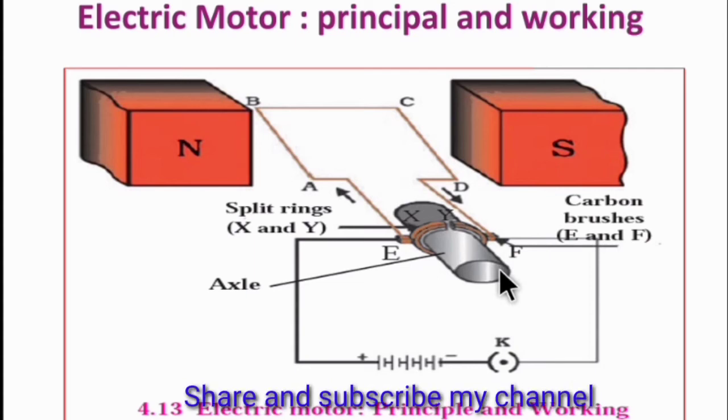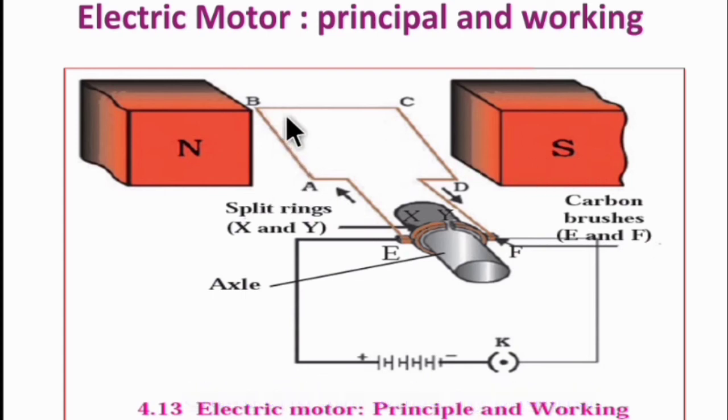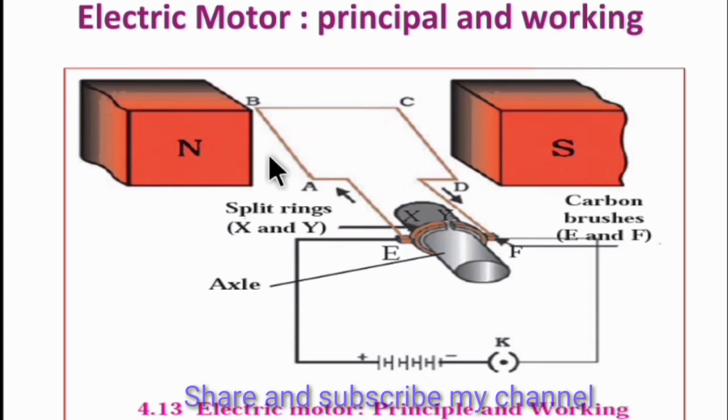Since the direction of the magnetic field is from the north pole to the south pole, according to Fleming's left-hand rule, a force is exerted on the branch AB. Here is the AB branch, and it pushes it down. The current in the CD branch is in the opposite direction to that in the AB branch, and therefore the force is exerted on the branch CD in the upward direction. Here is the branch CD. Thus the loop and axle start rotating in the anti-clockwise direction.